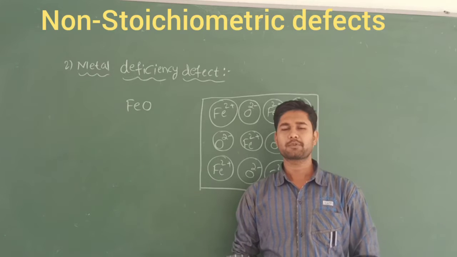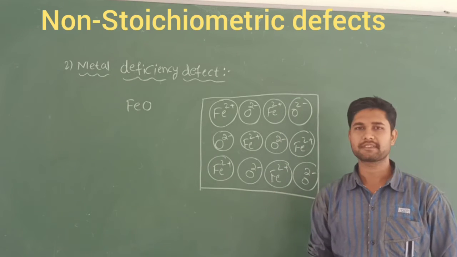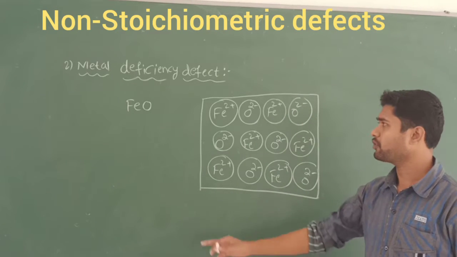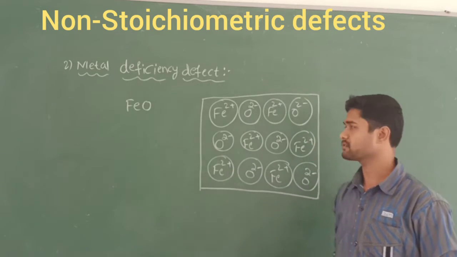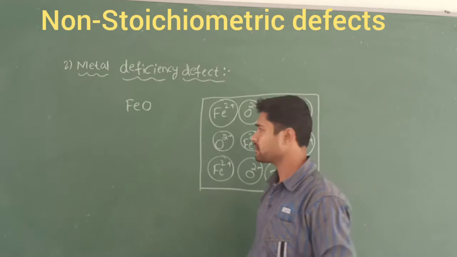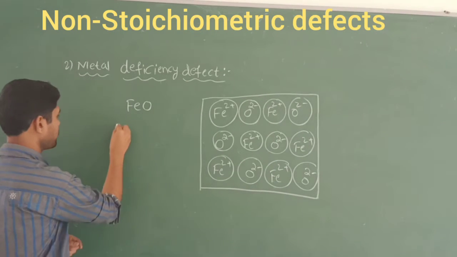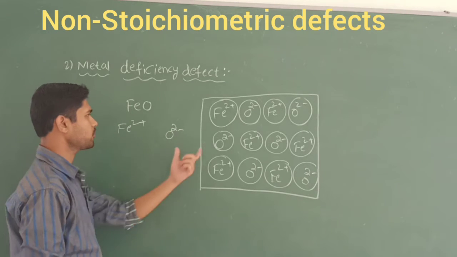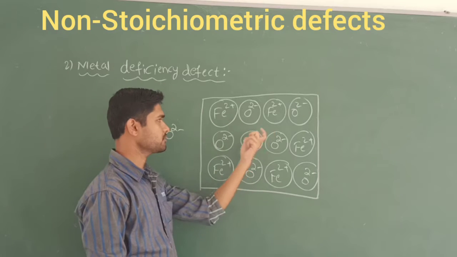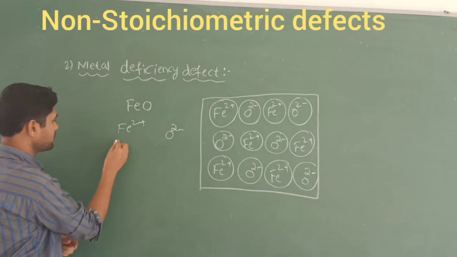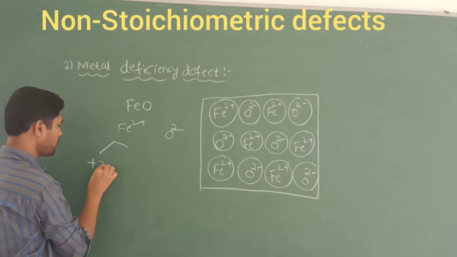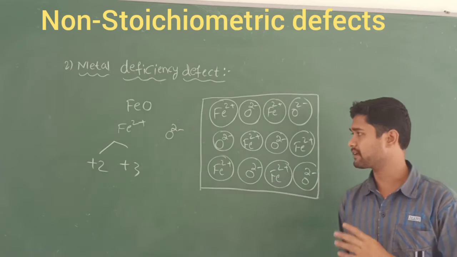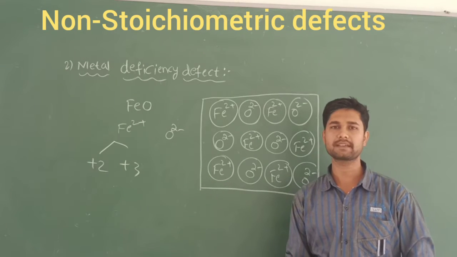Let us discuss the second one, that is called metal deficiency defect. This also comes under the non-stoichiometric defect. Here I am going to take an example of the FeO crystal. You know that the oxidation state of iron is Fe2+ and oxygen is 2-. That's why I am going to write cations like this and anions like this. And you know Fe also exists in two forms, plus 2 and plus 3. Fe2+ we call ferrous, and Fe3+ we call ferric.